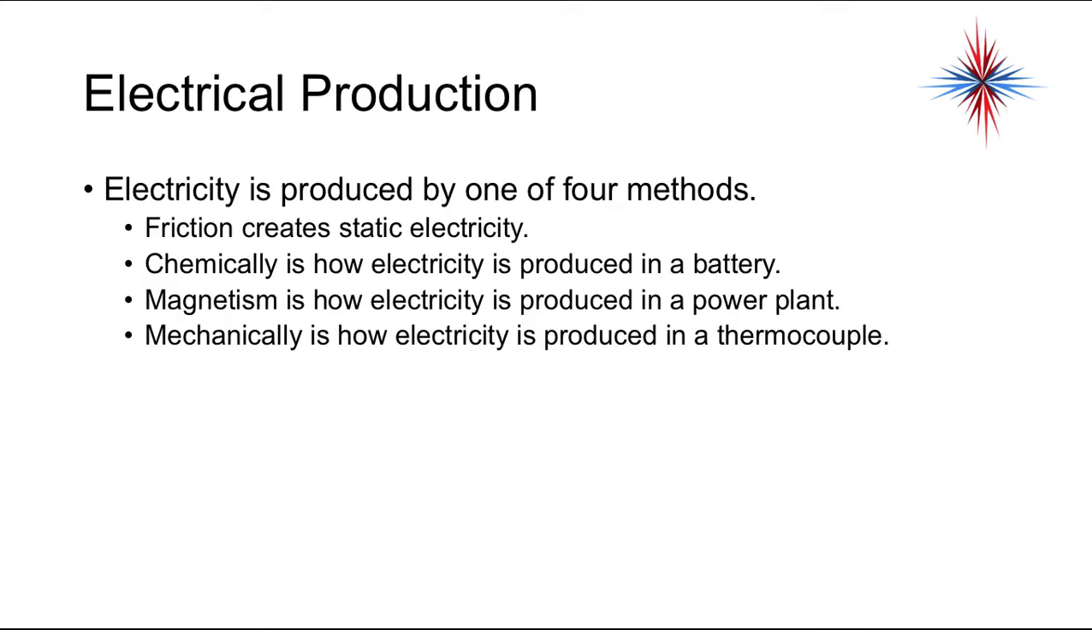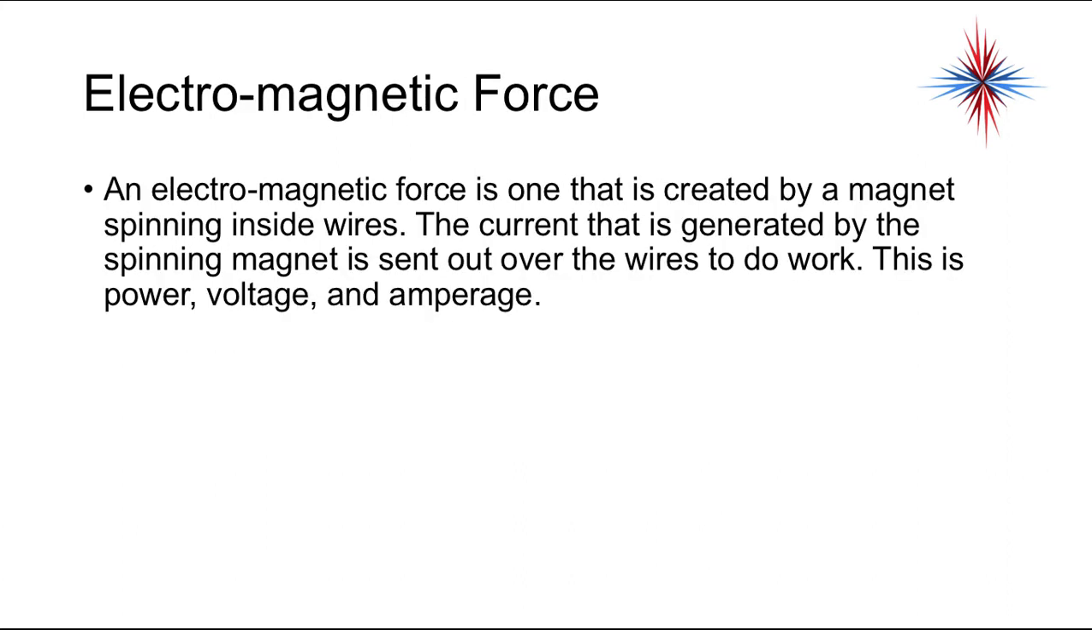Electricity is produced by one of four methods. Friction creates static electricity. Chemically is how electricity is produced in a battery. Magnetism is how electricity is produced in a power plant. Mechanically is how electricity is produced in a thermocouple. Electromagnetic force is one that is created by a magnet spinning inside wires. The current that is generated by the spinning magnet is sent out over the wires to do work.